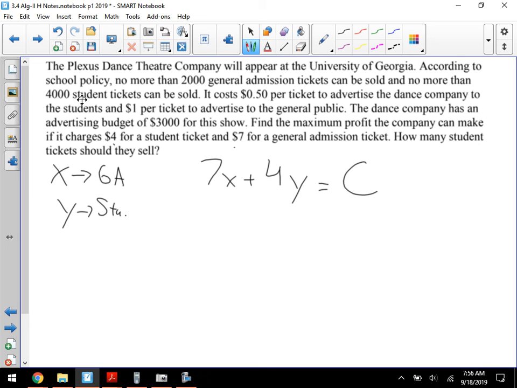Okay? From there, they had an advertising budget. They talked about money. How much money could they spend? $3,000. They can spend up to and including the $3,000, so it's going to be less than or equal to $3,000. It said that it costs $1 per general admission and 50 cents for the students. So far, so good. I'm thinking of it in terms of money. It's $1.